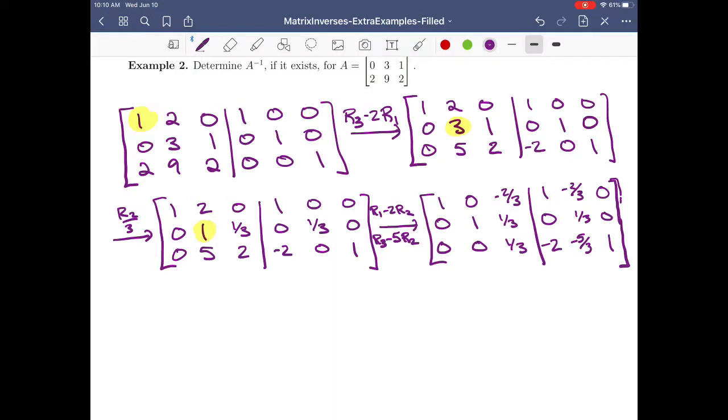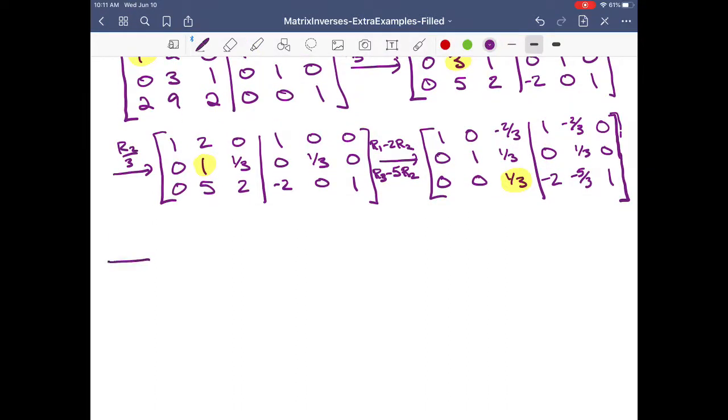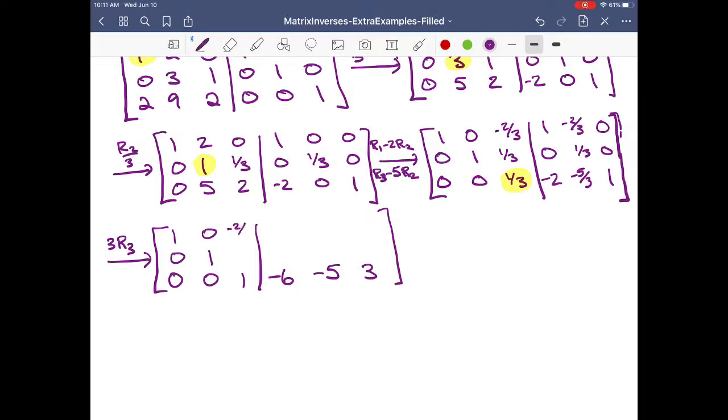So now I move down 1 over 1. I want to pivot here. Okay, it's not 0, so that's good. So I can make it a 1 by doing 3 of row 3. So this is going to be a 1 now. This is going to be a negative 6, a negative 5, and a 3. Okay, and then we just fill everything else in as it was.